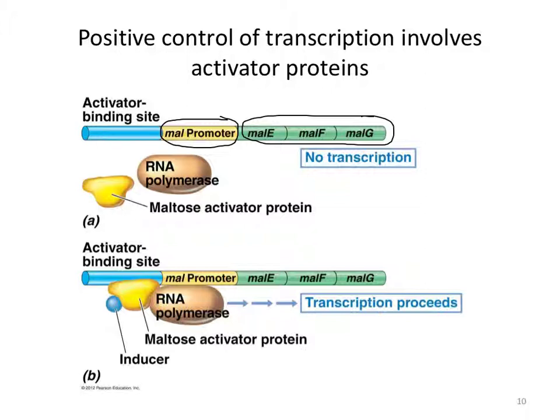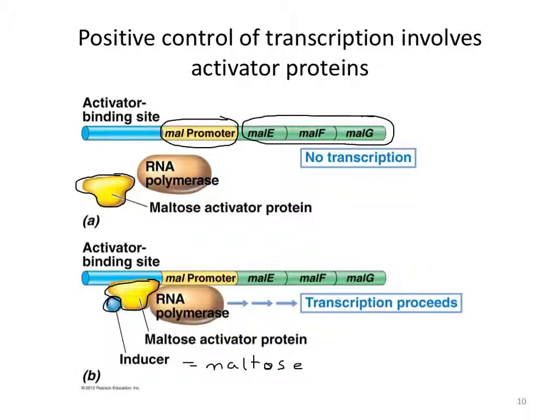So here we have a scenario where we have an activator protein. So the yellow is the maltose activator protein. And an activator protein typically works to associate with RNA polymerase, helping to tether it to the promoter region and facilitating transcription. But in this case, the maltose activator protein can only do its job if an inducer molecule is bound to it. So for most organisms, the inducer molecule is maltose.